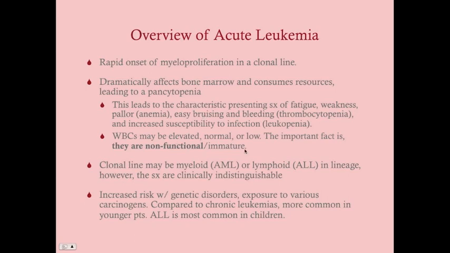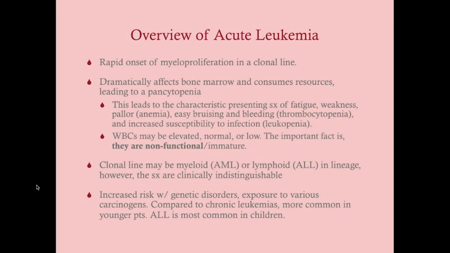So the clonal line can be, as mentioned, myeloid or lymphoid in lineage, but the symptoms are going to be clinically indistinguishable. You're going to get the same syndrome where you're getting anemic symptoms, thrombocytopenic symptoms, and leukopenic symptoms. You're not going to be able to tell AML from ALL in a patient with these symptoms. So you'll have to get a bone marrow biopsy for that.